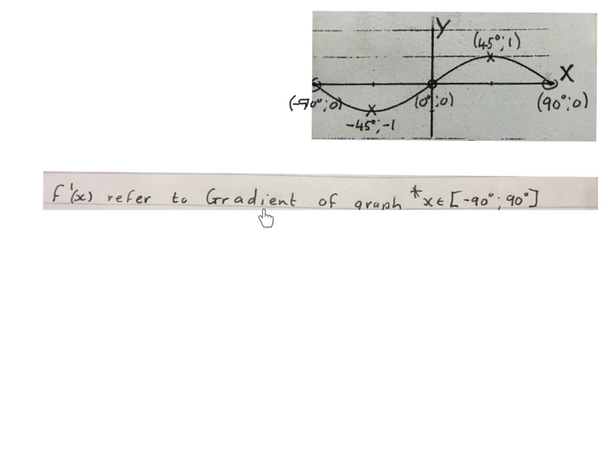So now we're going to work with the gradient of the graph, and we have to explain gradient. Here the gradient is negative, here the gradient is positive, here the gradient is negative. The gradient at the turning point is 0, the gradient at the turning point is 0.